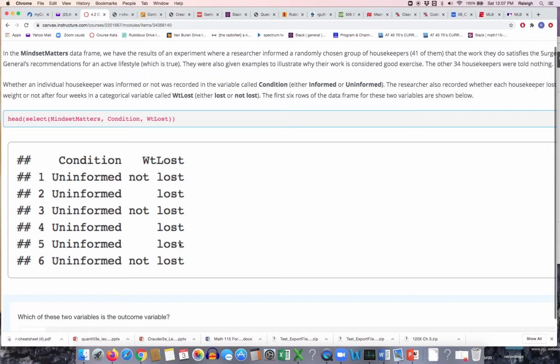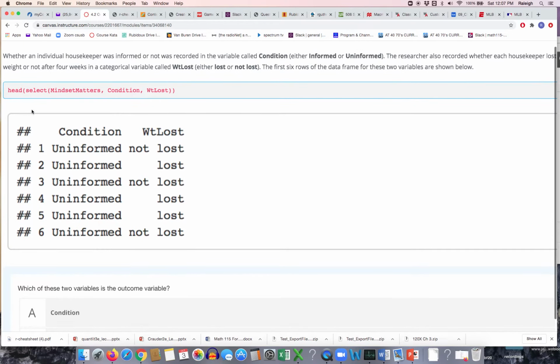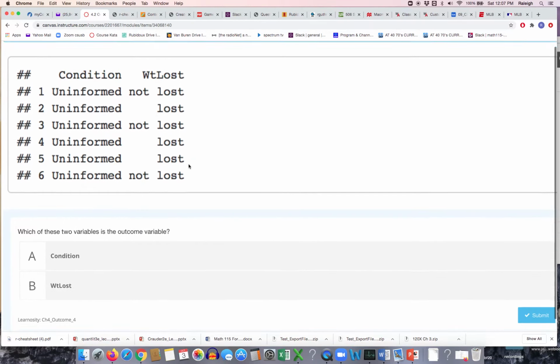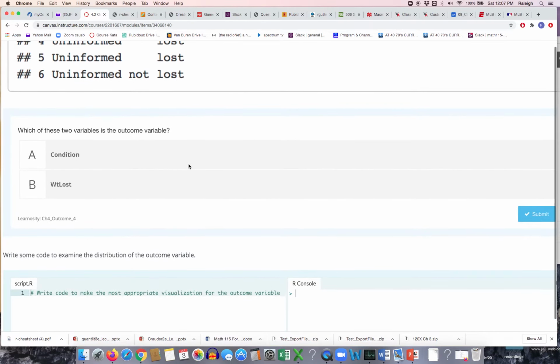So lost weight had to be losing weight. I don't know what the criteria was. Is it by pounds? Is it by tenths of a pound? I just don't know. They used the head command and they selected the variable data frame and then condition, then weight loss. So that's just how they did it for a listing type of a deal. The outcome variable was the weight loss. That's what they're interested in, whether they lost or not, and that's a kind of a yes or no situation.